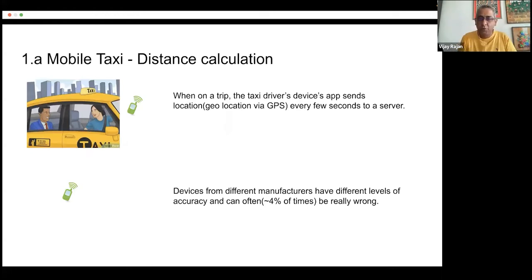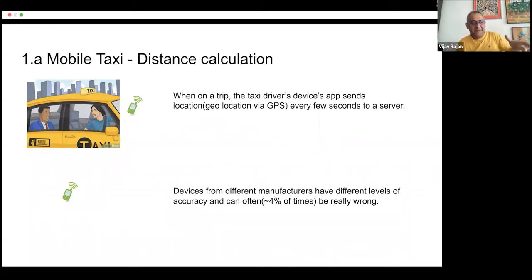Basically, today, of course, you have mobile taxi all over. You have Careem in the Middle East, you have Uber and Ola in India. You have Uber all over the world, actually, and many other companies, right? Lyft and so on.